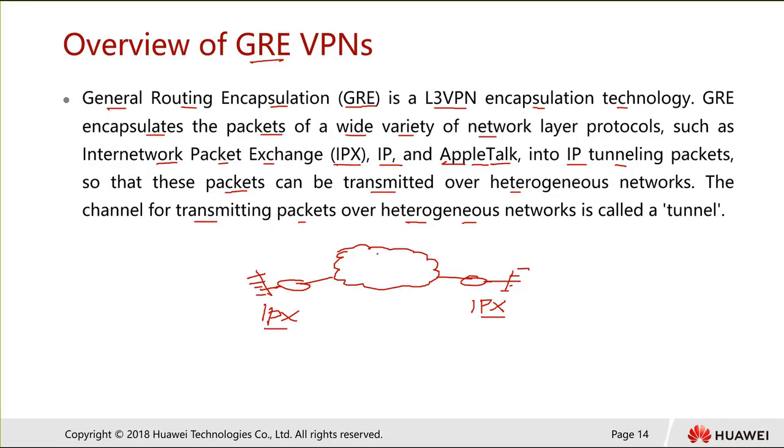But unfortunately our internet is pretty much all IP. Now GRE can actually come to the rescue. We can create a tunnel here to support IPX traffic over there, or maybe the AppleTalk protocol. And you should know AppleTalk by who, right? So this is over a heterogeneous network, a mixture of networks.